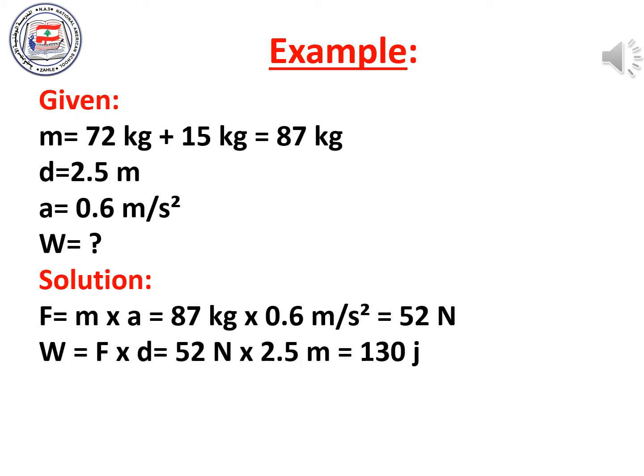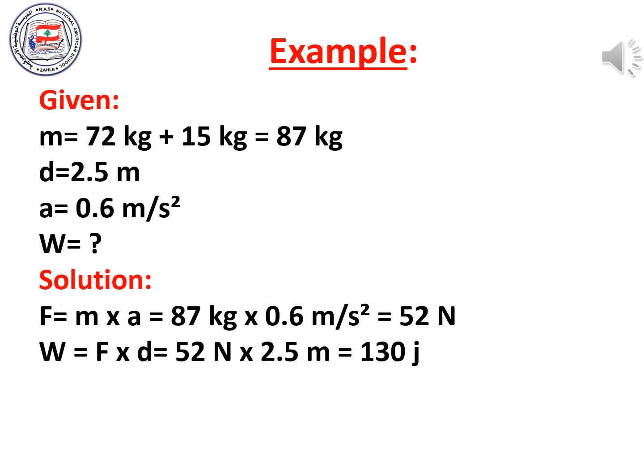First, we write the given. So the mass is equal to the mass of the patient and the mass of the gurney. So we combine them together because the intern pushes them both together. So 72 plus 15 is equal to 87 kilograms. The distance that the gurney and the patient move is equal to 2.5 meters, and the acceleration of the gurney and the patient is equal to 0.6 meters per second squared. They need us to find work.